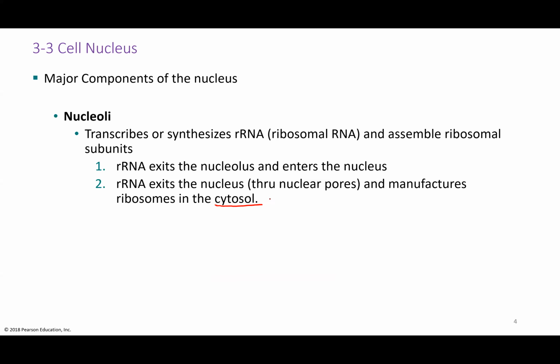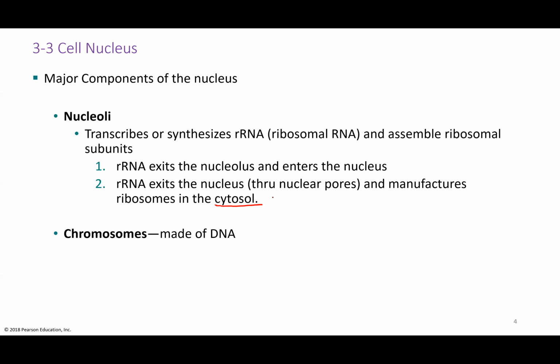Cytosol is the fluid inside the cell. That's the specific name for the fluid. Cytoplasm is the cytosol and the organelles that are in the cell. So if you're just talking about the fluid itself, it's cytosol. So the RNA exits the nucleus, and in the cytosol, either free or fixed, it carries out protein synthesis.